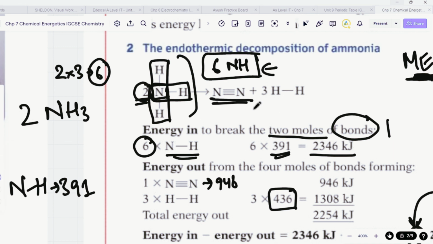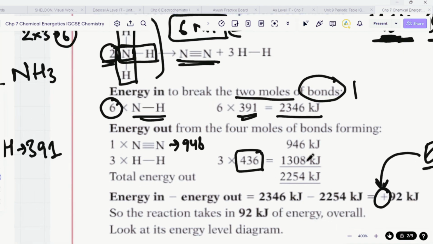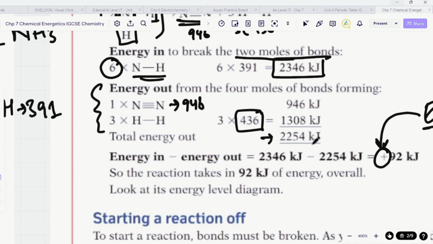See this part. Triple bond of N≡N. How much energy does it need? 946. So I'll write simply 946 here. In this place, 3 multiplied by the hydrogen bond is what? 436. So the energy in part is this one. This over here is my energy in. How much is the energy out? It was very simple. 1 mole of N≡N triple bonds and 3 moles of H-H bonds. That gives me 2254 kilojoules.